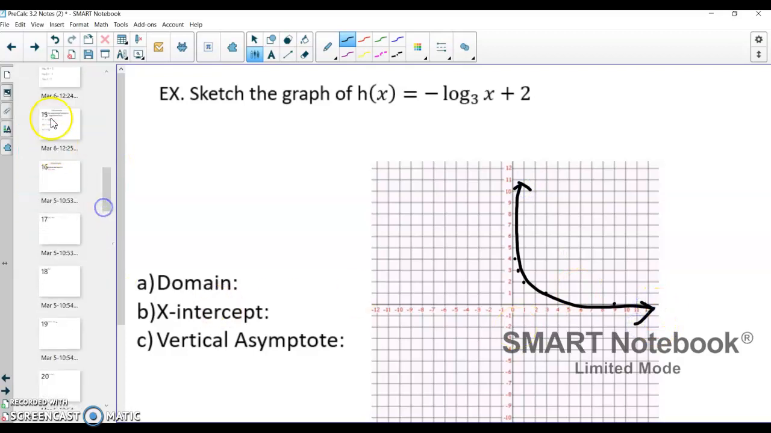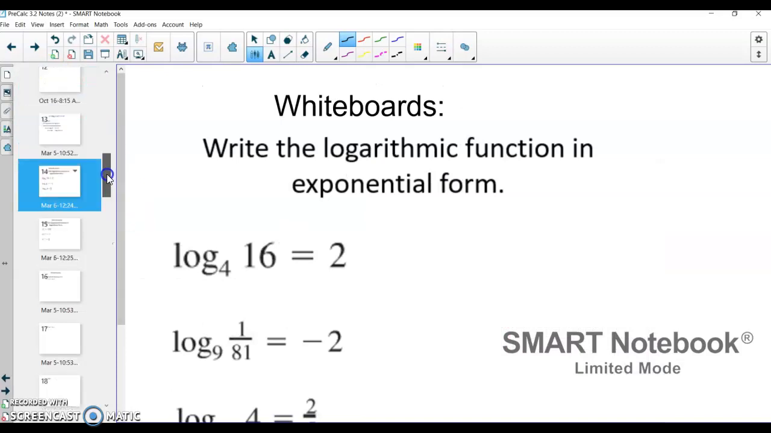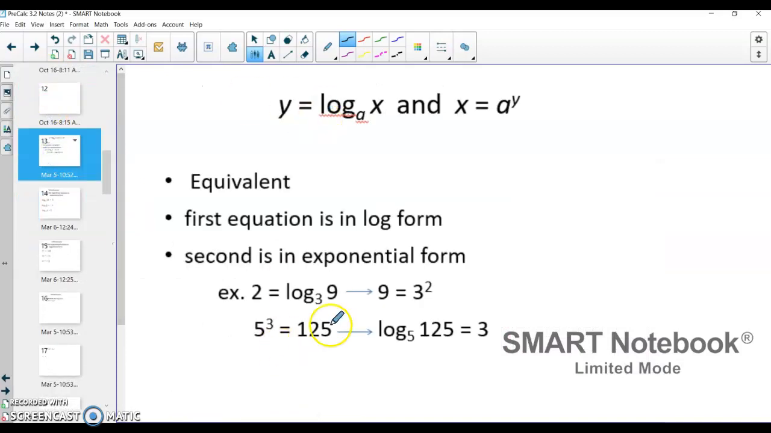Okay? Now, one of the big ones here, I don't want to skip over it, is this way that we can rewrite logs as exponentials and how we can write exponentials as logs. So log base 3 of 9 equals 2 gets rewritten as 9 equals 3 to the second power. On the other hand, 5 to the third power equals 125, that's log base 5 of 125 equals 3.